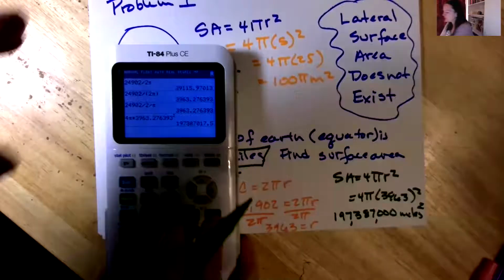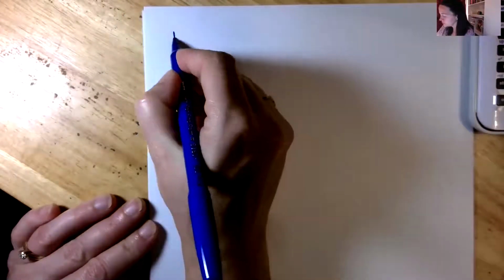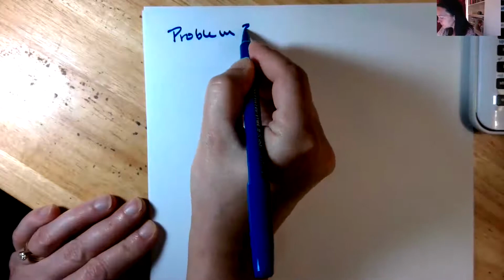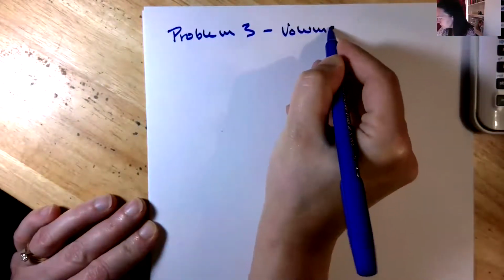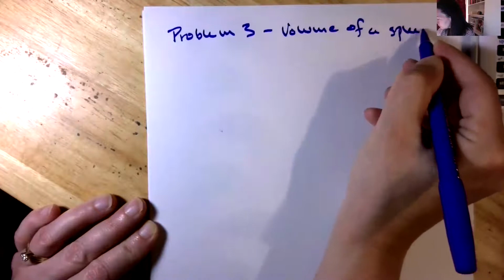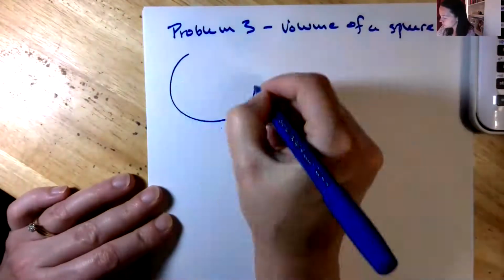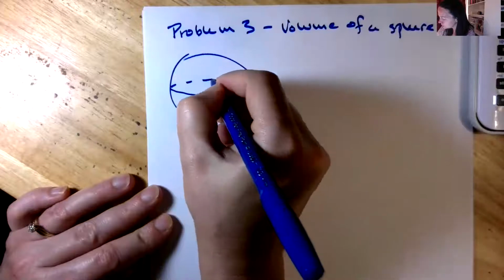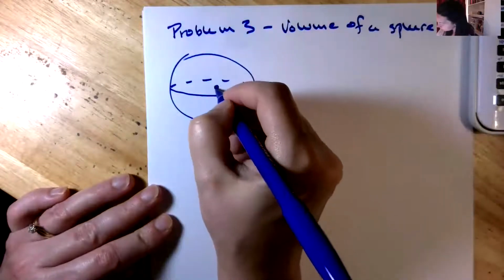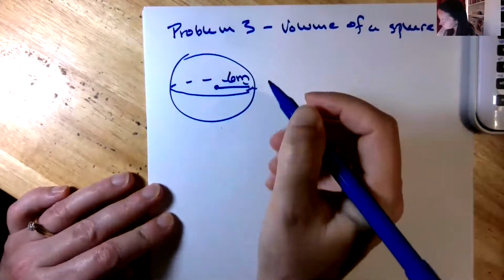All right, let's find the volume of a sphere now. Problem number 3. Okay, volume of a sphere. What is the volume of the sphere in terms of pi? So here we have a radius of 6 meters.